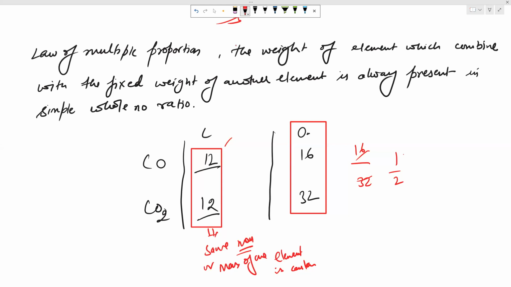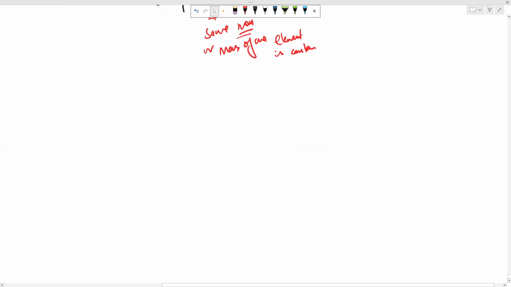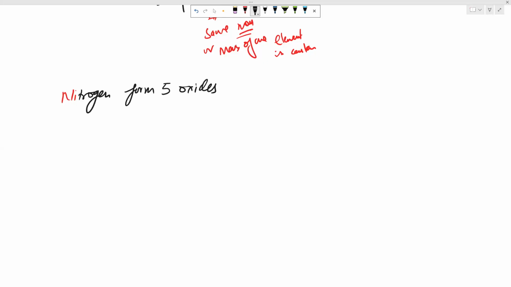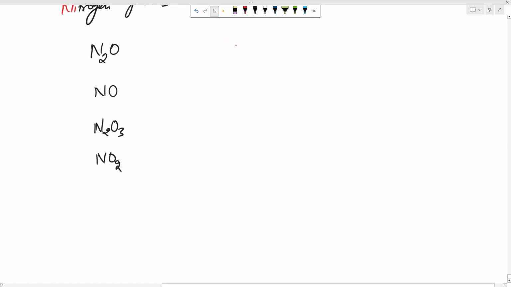Got it? Let's take another example of nitrogen oxides. Nitrogen forms 5 oxides. Which ones? That is N2O, NO, then N2O3, then NO2, and then N2O5.